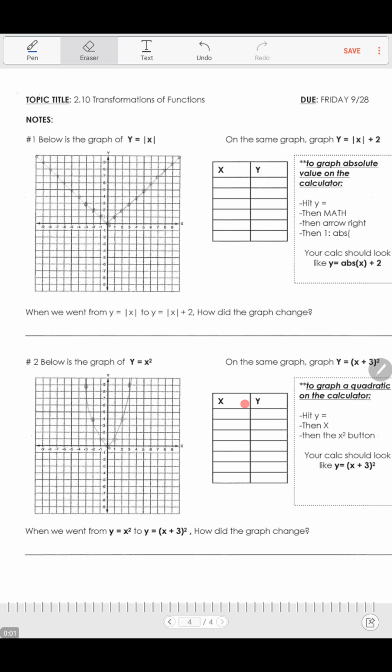Hi guys, so we're going to talk about transformation of functions. I just want to apologize for this orientation. I know it's a little harder to see when the video is this small, but I want to be able to show you the calculator and it needs to be in this direction.